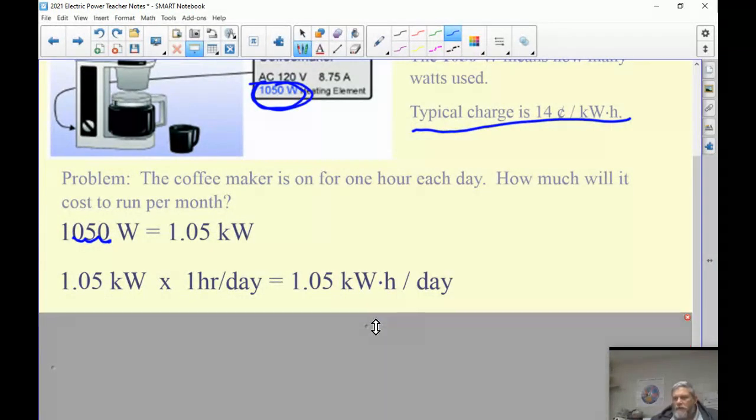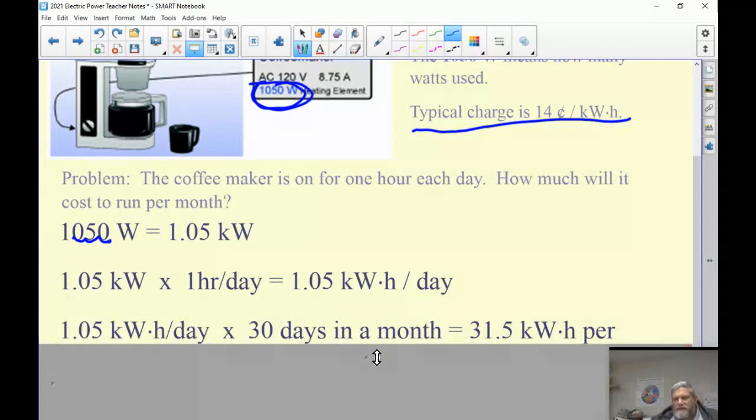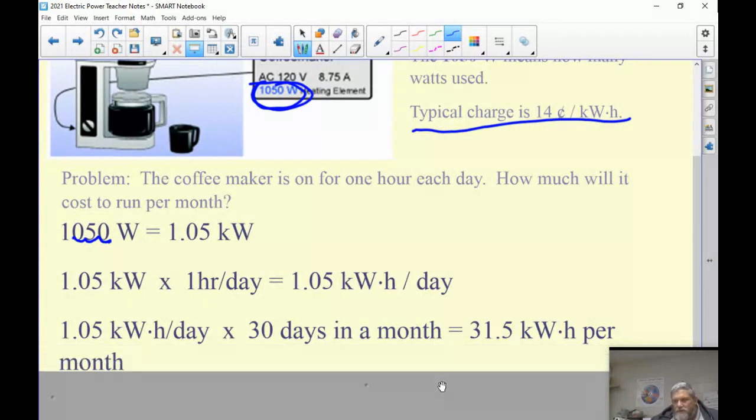Right, now, we're using it for a month, and so we're going to say a typical month has 30 days in it. So 1.05 kilowatt hours per day times 30 days gives us, we use 31.5 kilowatt hours per month.